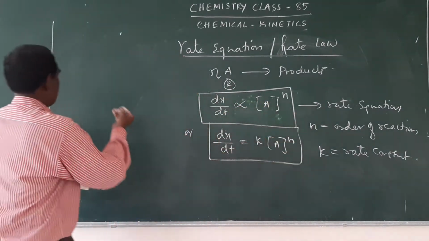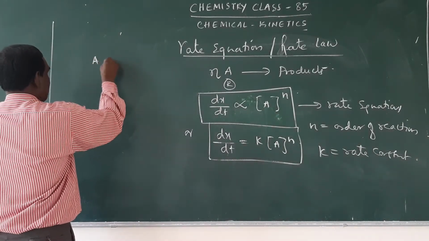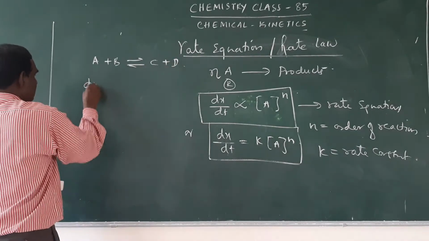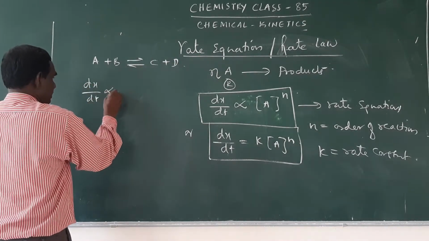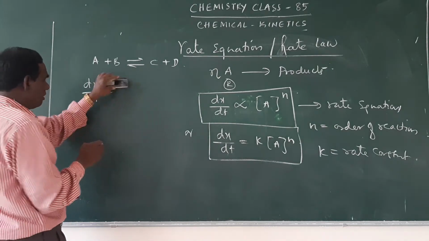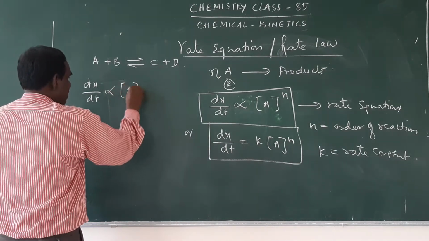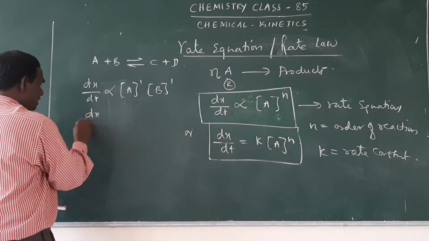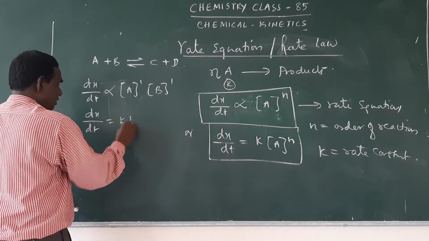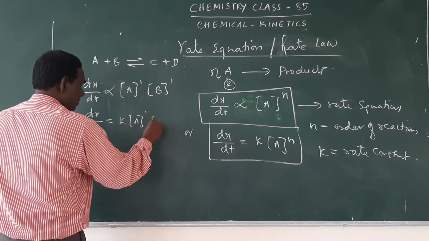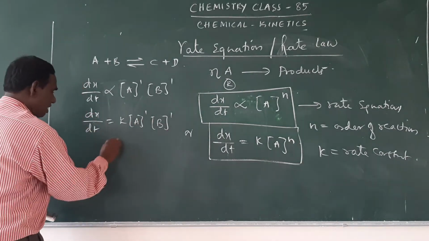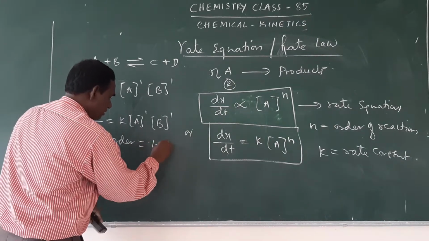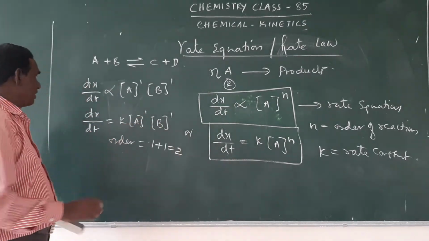For example, if I take the equation A plus B gives rise to C plus D, for this dx by dt is directly proportional to the concentration of A to the power of 1 into the concentration of B to the power of 1. So dx by dt is equal to K into A power 1 into B power 1. Therefore order n is equal to 1 plus 1, that is second order.